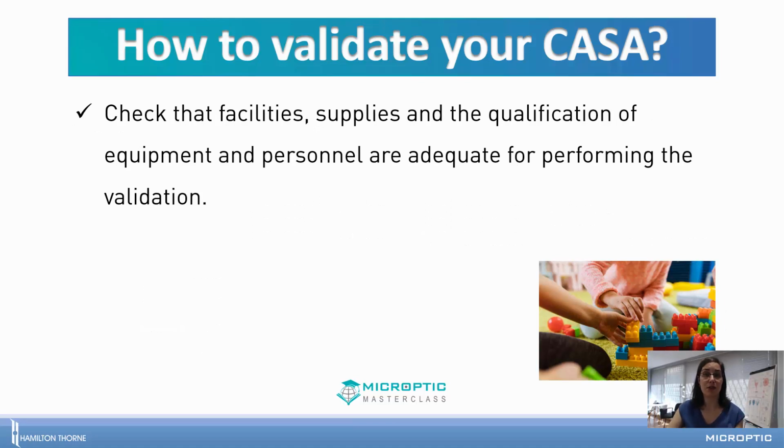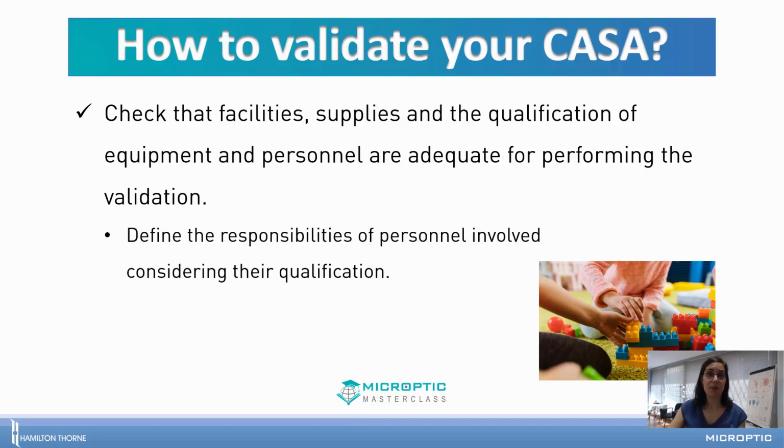What is common to all guidelines is the necessity to check that the facilities, the supplies and the equipment to be used for the validation are optimal. And very important, to check that the personnel involved in the validation process have the aptitude and the qualification to run all these tests in a robust way. So, it's very important first to define the roles of the personnel involved in the validation, what are the minimum requirements for each role, and then select the personnel that best fit these requirements.